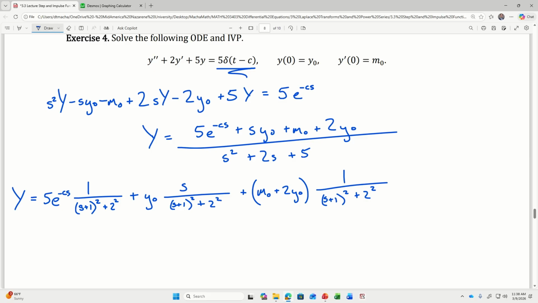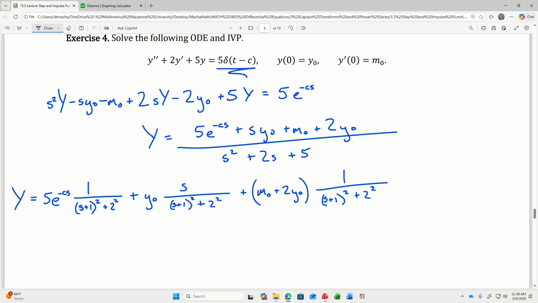Now, what I remember from your table of Laplace transforms is that when I have s over s plus 1 squared plus 2 squared, I really need this numerator to be s plus 1. If you have your table out in front of you, can you verify that it should look like s plus a divided by s plus a squared plus b squared? And if you don't have your table, maybe you should pull it out and look at it. You need to be familiar with using it for your next test.